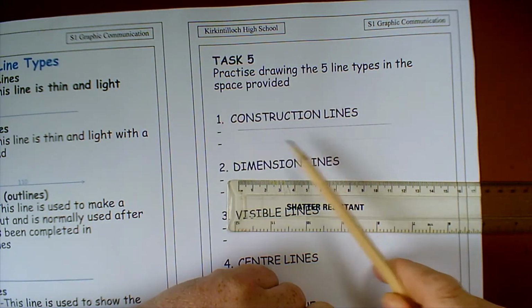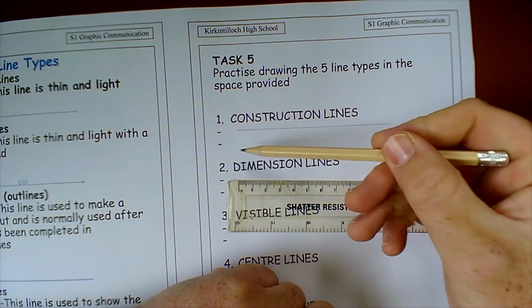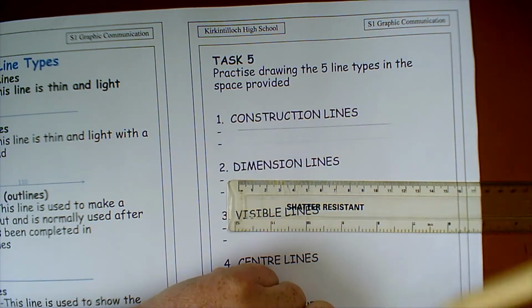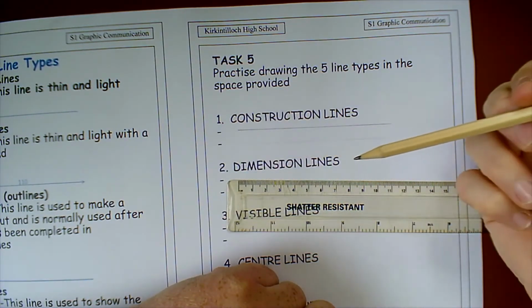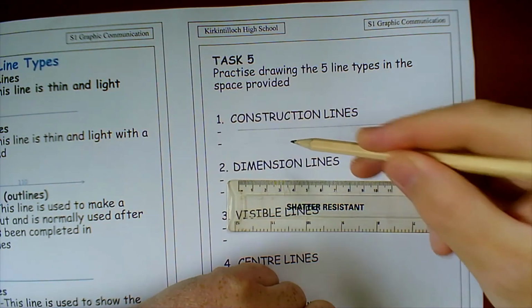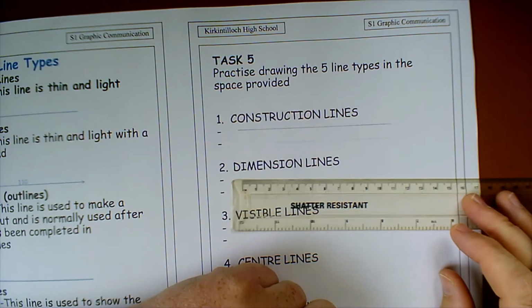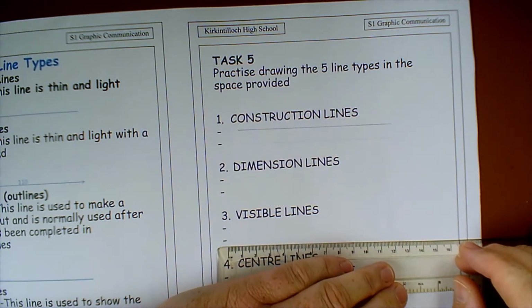Two light lines, roughly the same length, where you pull your pencil across the page. Almost the weight of the pencil is making the line. You shouldn't have to press down hard at all. So that's how to do your construction line.